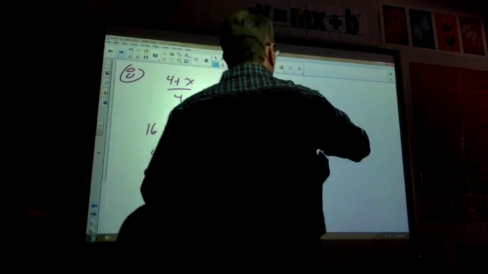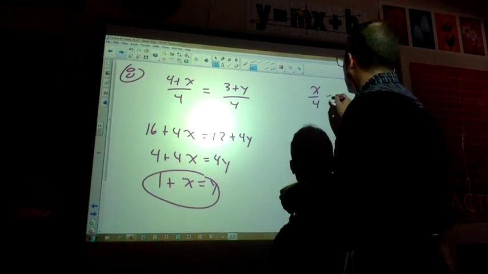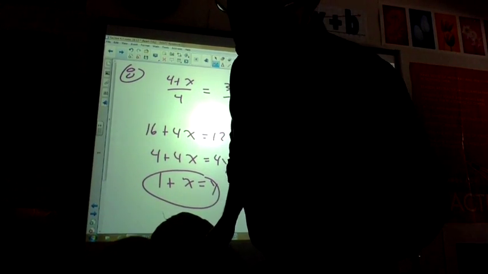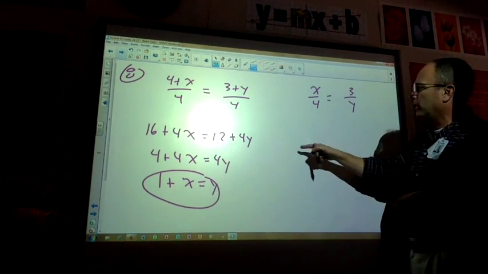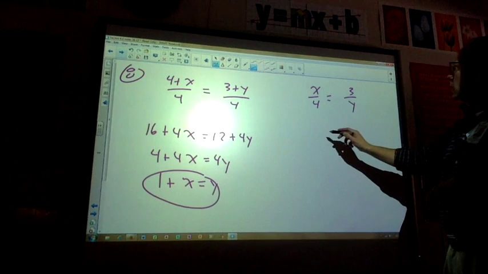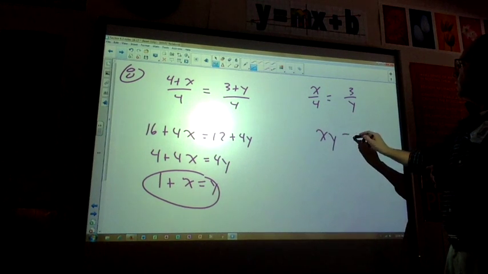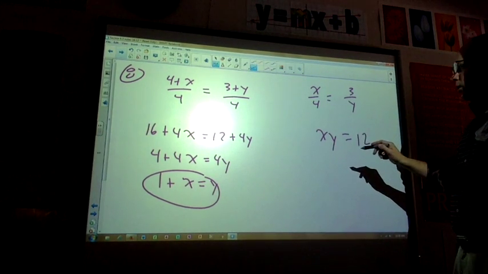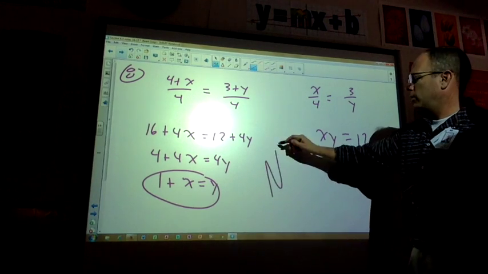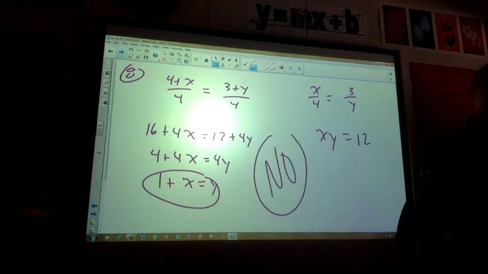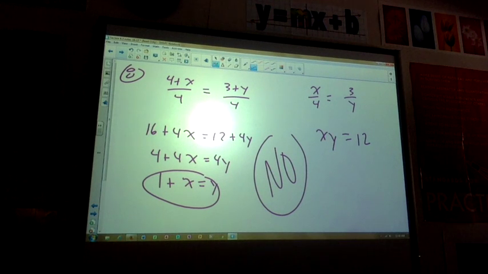X over 4 equals, what is it? 3 over y. Okay, by cross multiplying this, I want it to equal any of those. So x times y equals 12. It's not going to happen. So they are not equivalent. Is that right? No, it's true. You got a true?